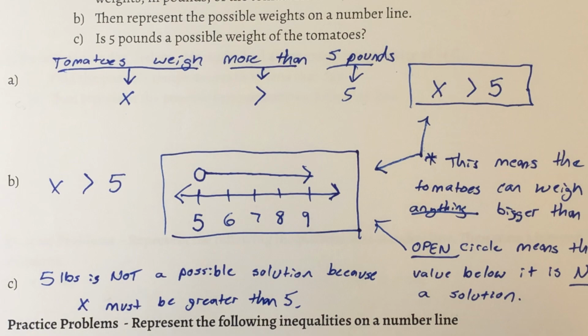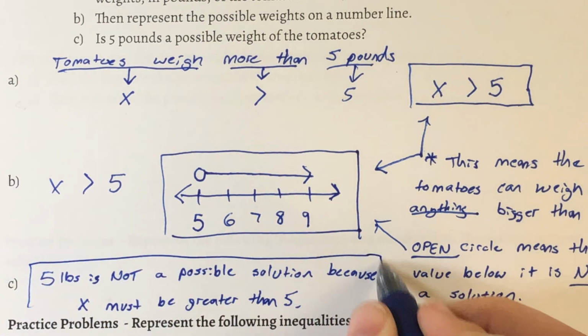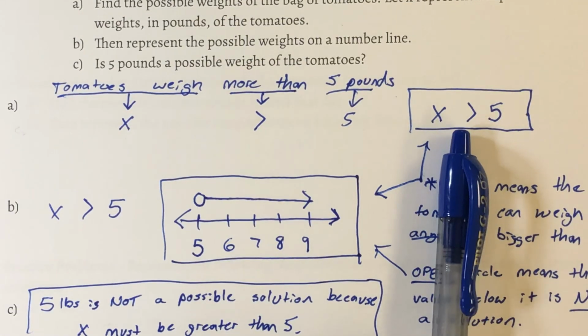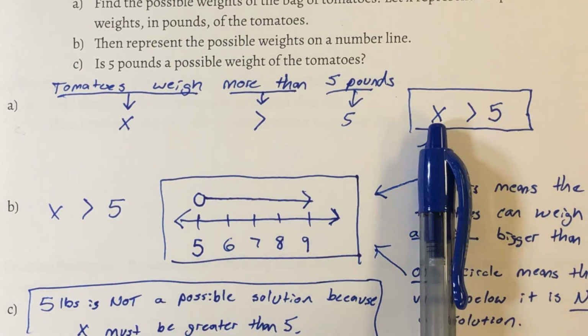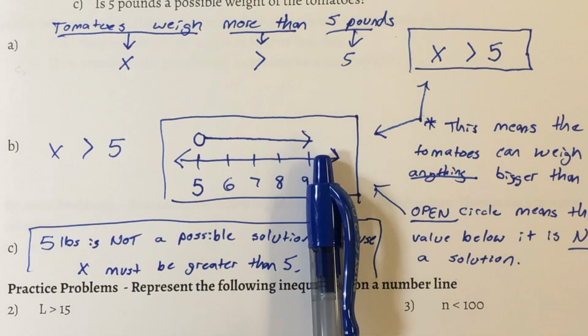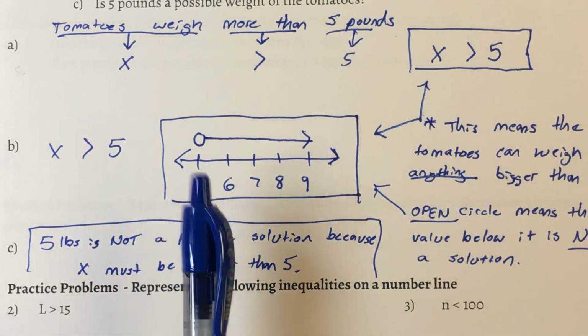There are many places to get that answer. Again, you can go back to the description. It says it has to weigh more than 5. Our inequality that represents that says it has to be greater than 5, and our picture shows that it has to be greater than 5. We are not including it.